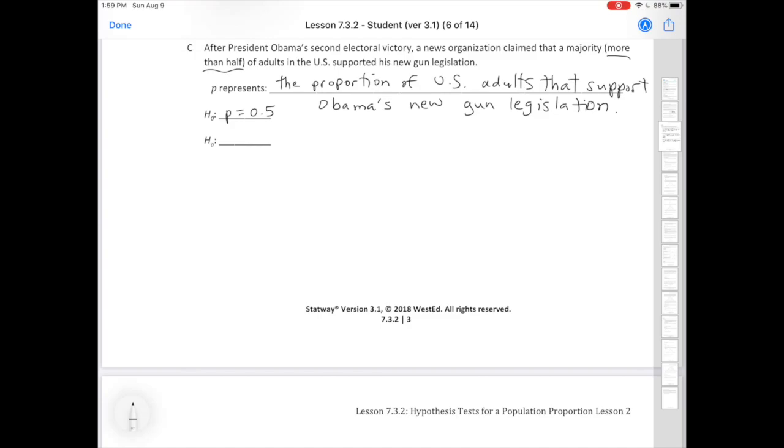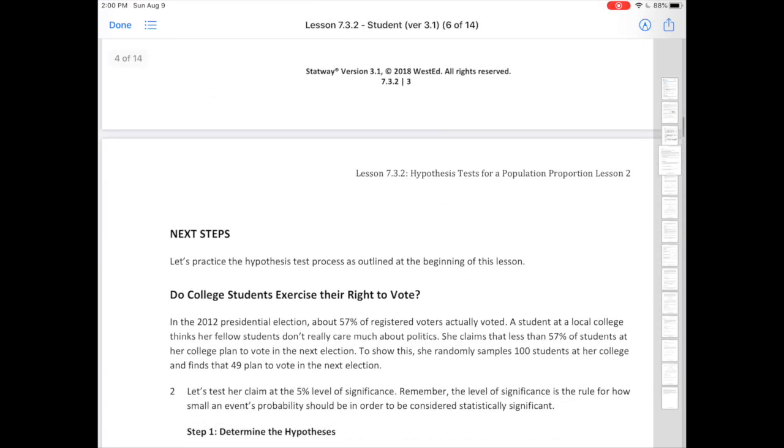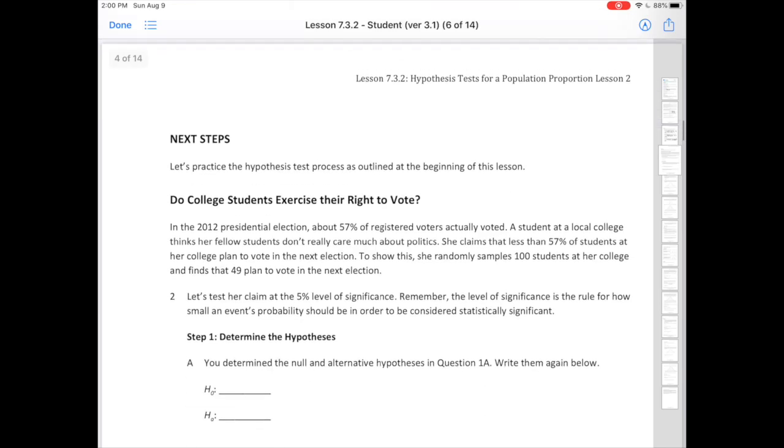So what would be the alternative hypothesis? Well, they're concerned that it's more than half. So more than half would be a greater than, wouldn't it? P is greater than 0.5. Okay, so hopefully this makes sense so far, and let's move on to the next steps.